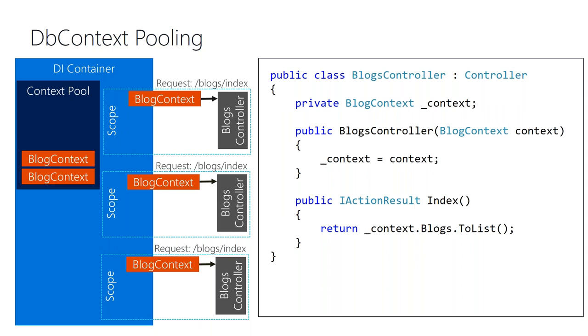So what this is really doing is that the performance of your application is going to be greatly improved. And I'll show you a demo in a second of how much we can improve performance using DbContext pooling within Entity Framework Core.